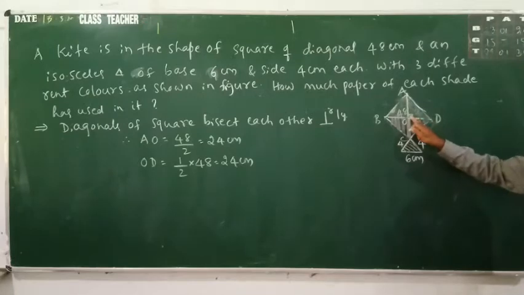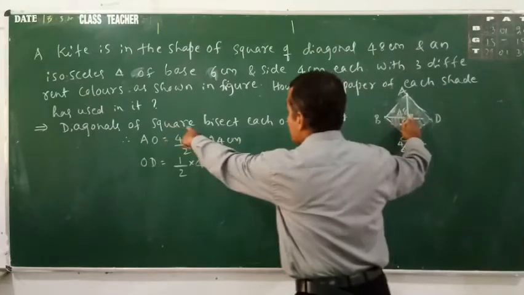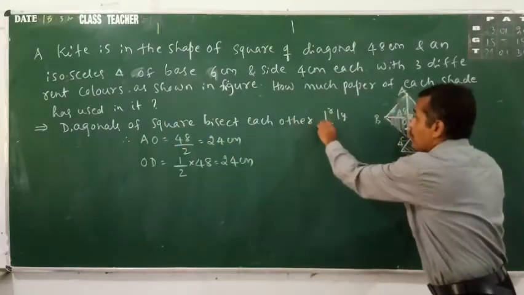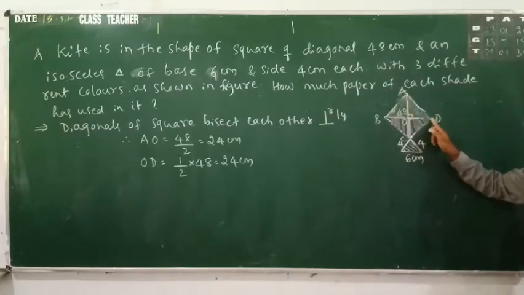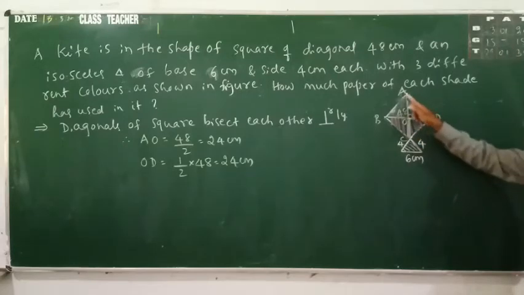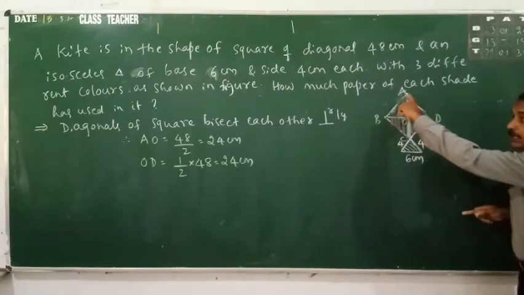Who told you this is 90 degree? Diagonals bisect each other perpendicularly. It is a property. Perpendicular means 90 degree. So you can apply the Pythagoras theorem here and find the length of AD. My dear children, this is not 48.